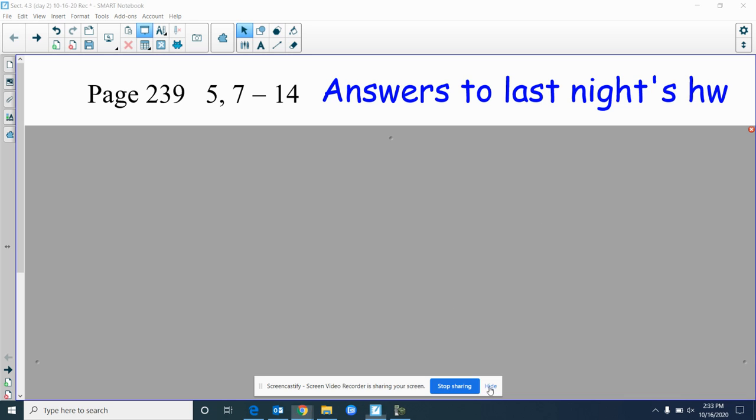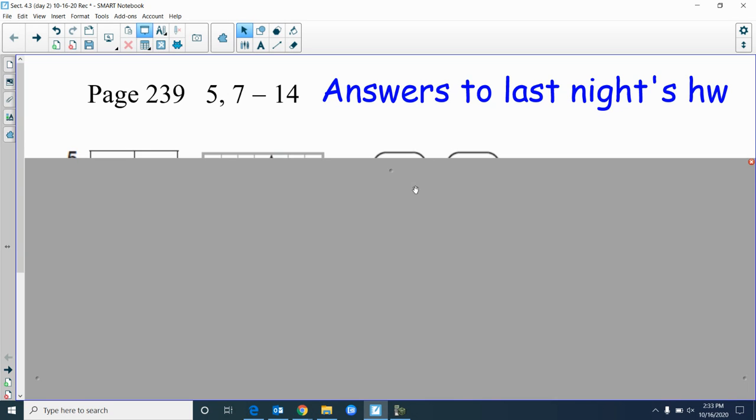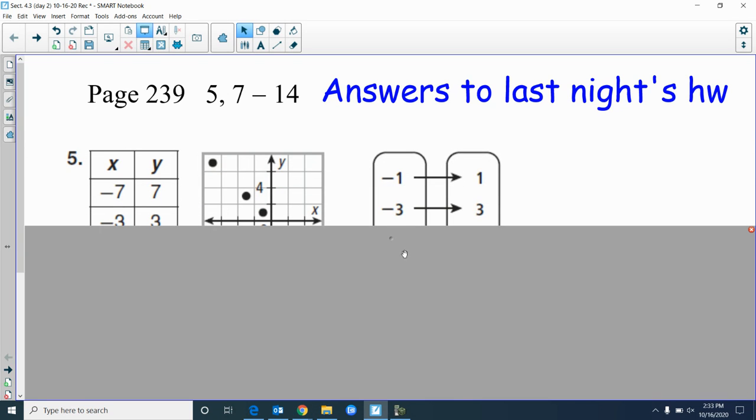All right, well, let me go over a couple of things here before we finish up section 4.3. Here are the answers to last night's homework, and some of this is a little bit different, so I want to make sure we go over this. So just take a look at what you got, fix what you need to, and then make sure they're correct. The first ones were from page 239, number 5, and then 7 through 14.